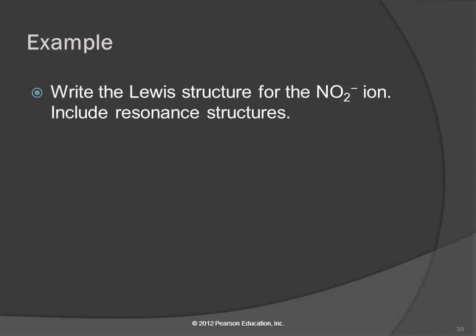I think we have an example. Yes, here's an example. Write the Lewis structure for the NO2- ion. What's the name of this ion? You can't forget all that chapter 5 stuff. Nitrite. Okay, nitrite.